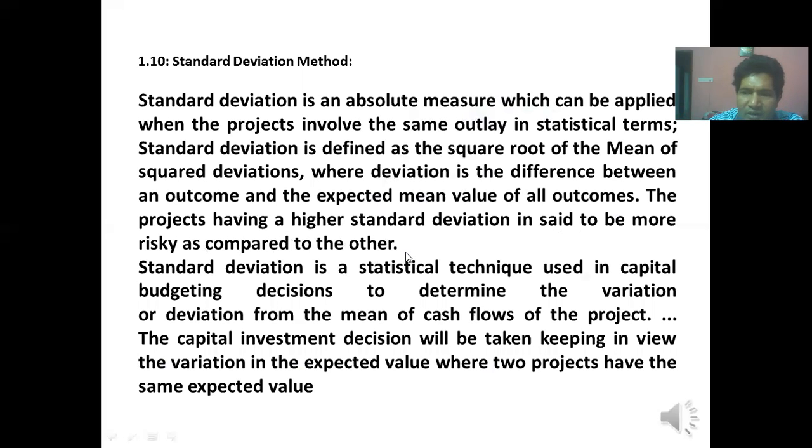So it's comparable data. Standard deviation is a statistical technique used in capital budgeting decisions to determine the variation or deviation from the mean of cash flows of the project. The capital investment decision will be taken keeping in view the variation in the expected value, where two projects have the same expected value.